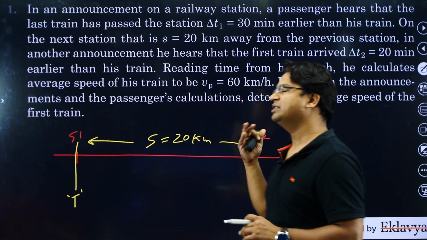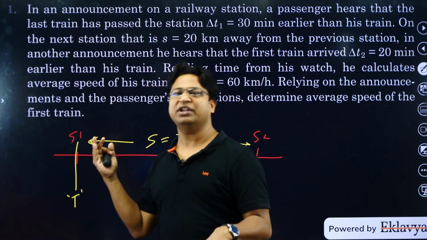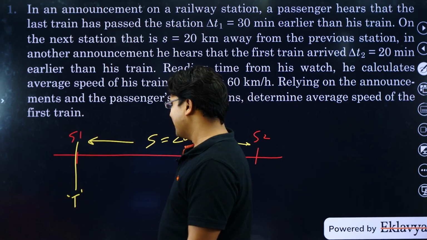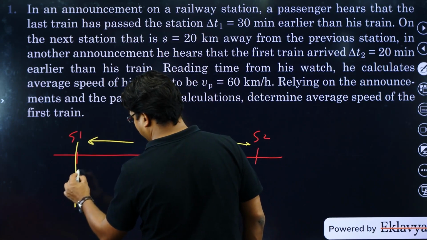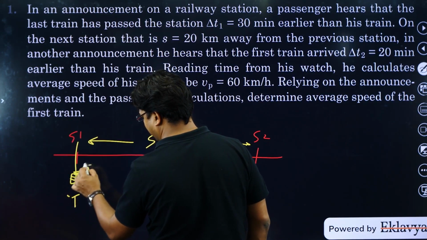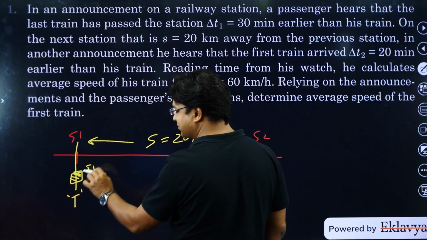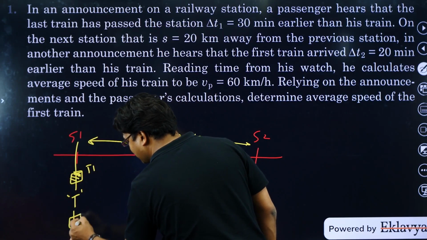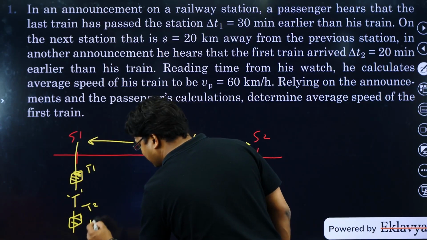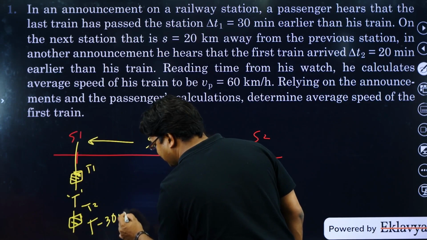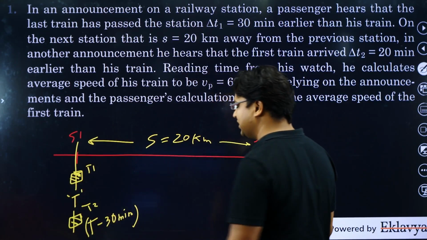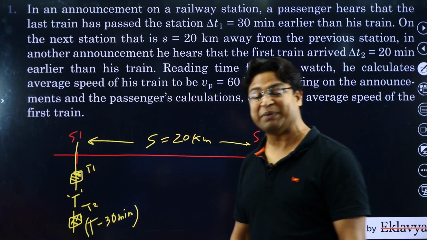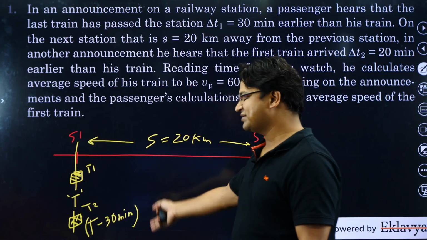Now the passenger is hearing an announcement which says that there was a train on this station which was here 30 minutes earlier. So let me draw this as train 1. For train 1, the presence of train 1 at this location in space is at time t. Then the presence of train 2 at the same location would be at time t minus 30 minutes. Whatever time t is there, minus 30 minutes. So train T2 was present at the same location in space at a time t minus 30.